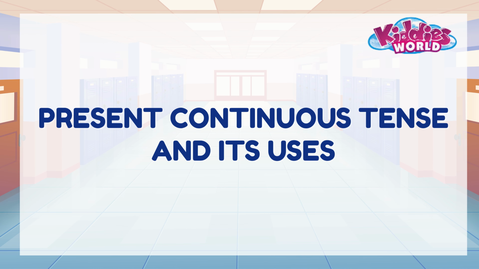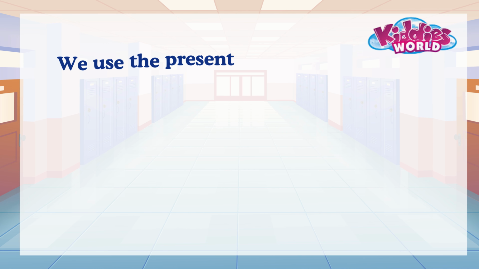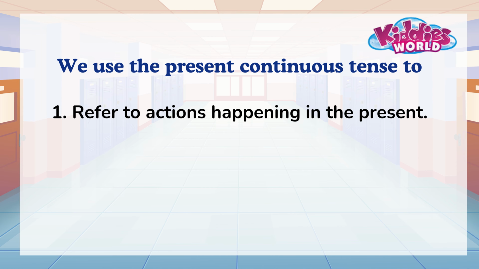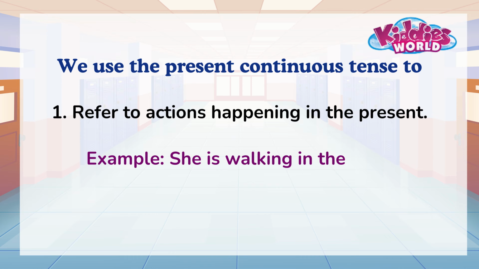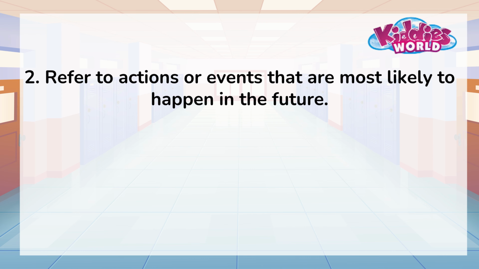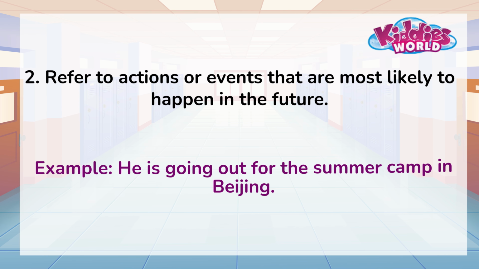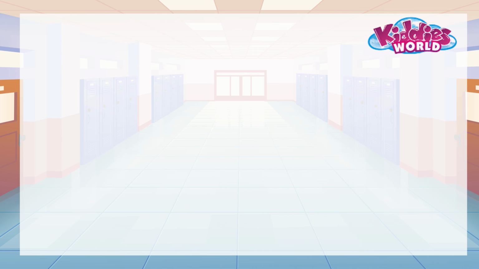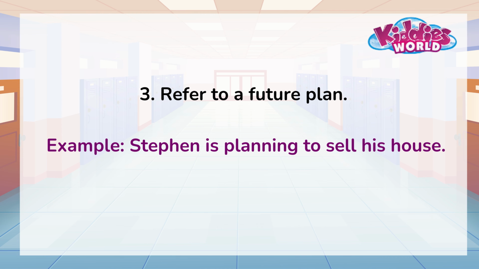We use the present continuous tense to refer to actions happening in the present. For example, she is walking in the park. Refer to actions or events that are most likely to happen in the future. For example, he is going out for the summer camp in Beijing. Refer to a future plan. For example, Stephen is planning to sell his house.